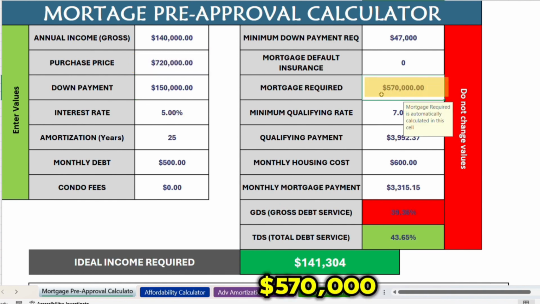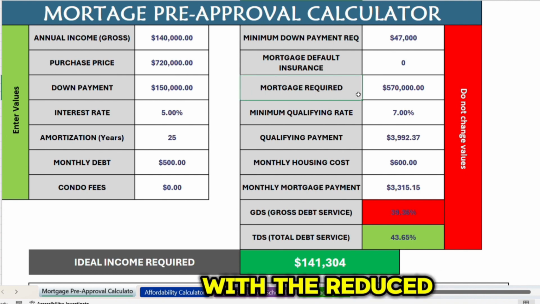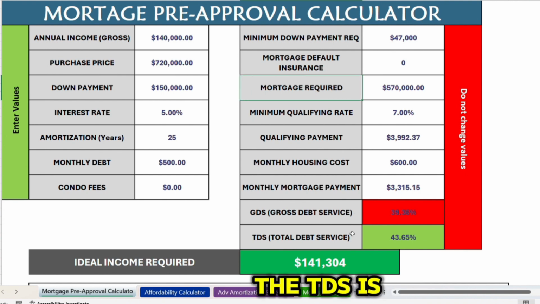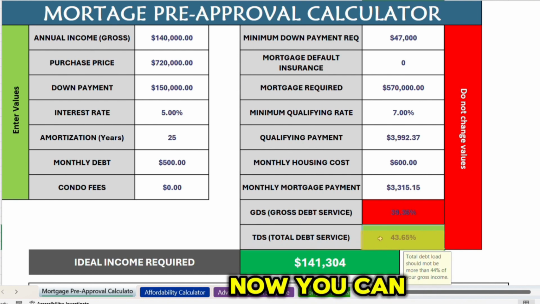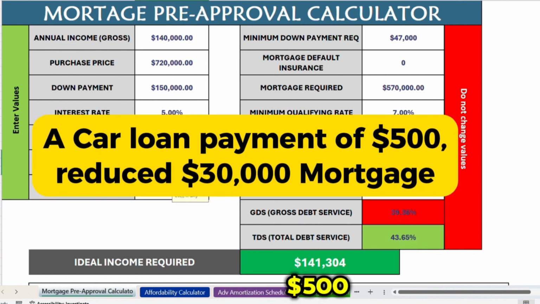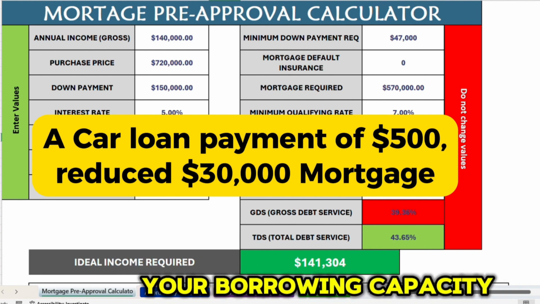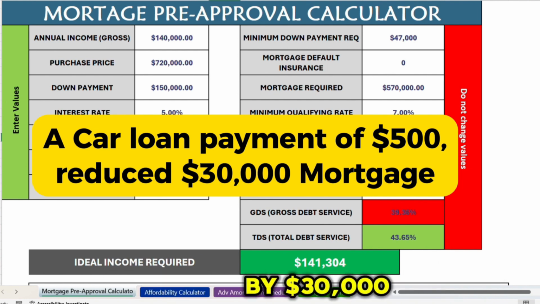for which the mortgage we require is now $570,000. So now if you see, with the reduced mortgage amount, the TDS is coming well within the standard of 44%. Now you can get approved for this mortgage of $570,000, which means a car loan of $500 has reduced your borrowing capacity by $30,000 in this case.